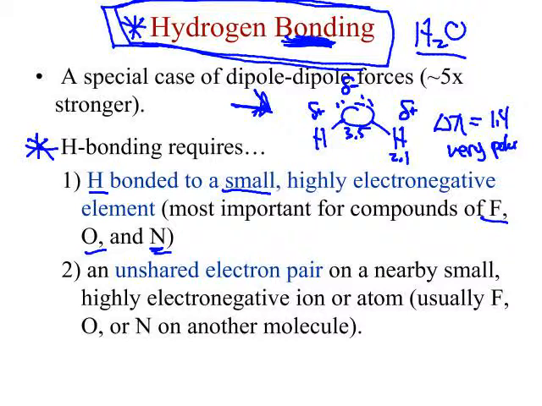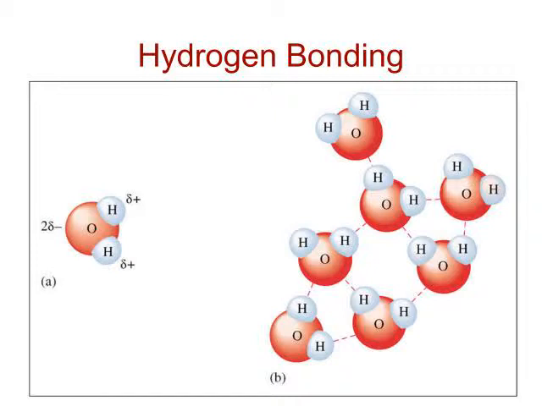The other requirement is that you have an unshared electron pair on a different atom somewhere nearby. Usually this is going to be something that has a lone pair of electrons, like fluorine, oxygen, or nitrogen. So here's how this works. We're going to consider, again, just water as our example. Here's an isolated water molecule. We said before that the hydrogen here has a partial positive charge, and the oxygen here is going to have the negative charge. We have negative, positive, positive.